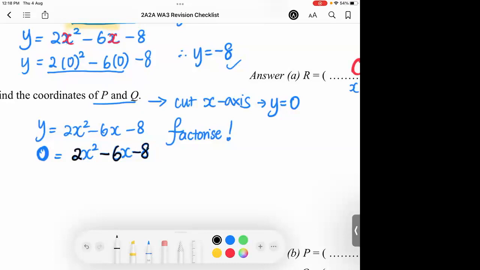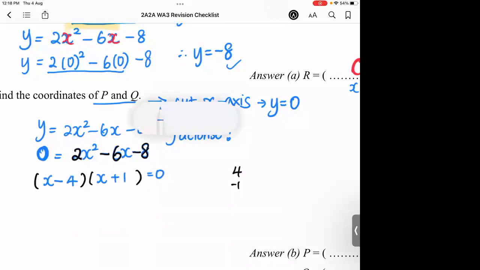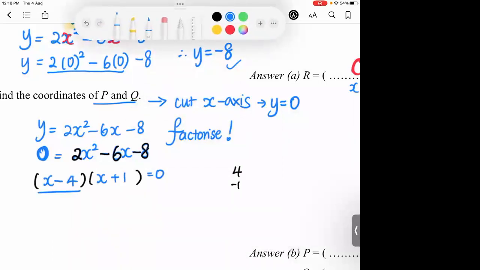So I key this into my calculator. My calculator shows me 4 and -1. How do I write this into my brackets? This one is 4. I think you know how to do this, right? If it's +4, we put a -4. So it's x minus 4. This one is -1, we put a +1. This is x plus 1. From here we have 2 answers, right? Where's the first answer?